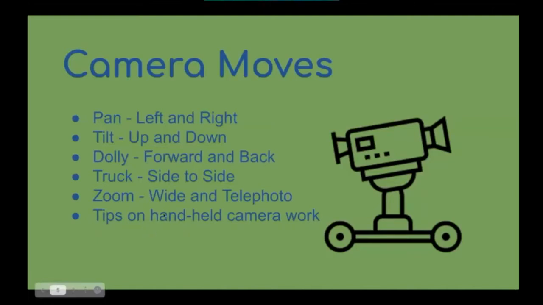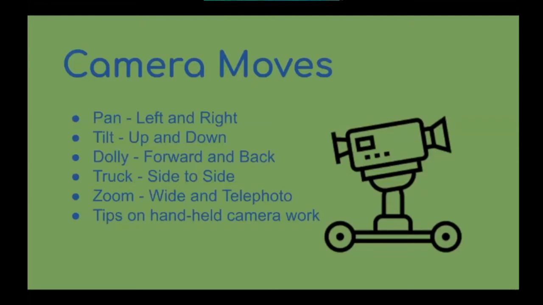And the handheld camera work, if you don't have a tripod, and sometimes when you're shooting for a production, you don't have the means to actually have a tripod. Some places just aren't a good spot for a tripod. So if you hold the camera really close to your body, and you support the weight of the camera with your body, you're going to have a much more stable image. So if you have to pan, you just turn at the waist. And if you have to tilt, then you bend forward and back.